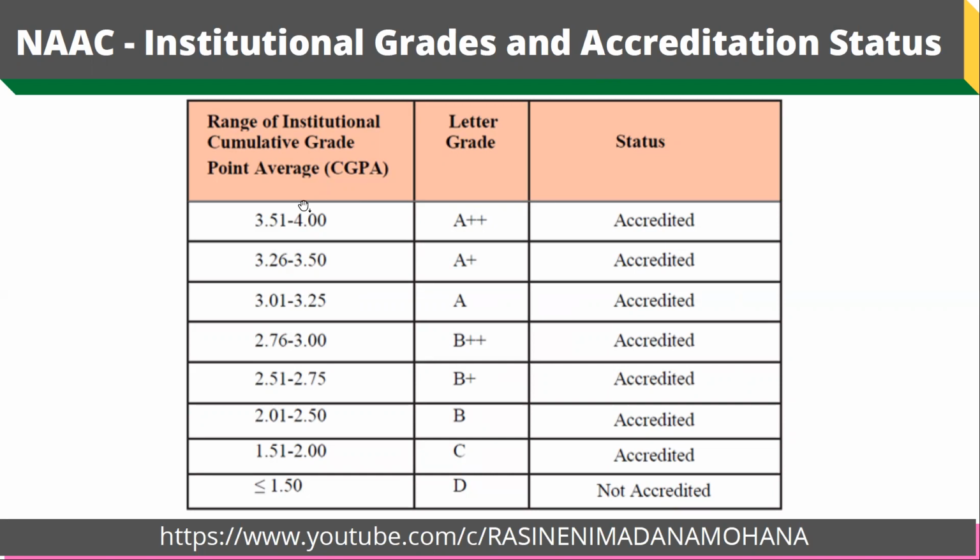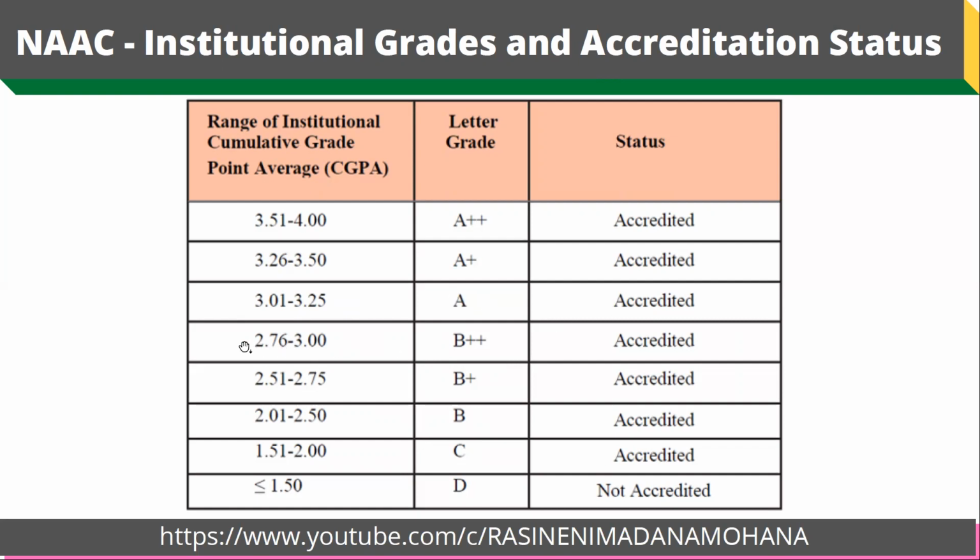If your institute gets a CGPA in the range 3.51 to 4, the highest range, the equivalent letter grade is A double plus, and the status is accredited. If the CGPA is between 3.26 to 3.50, the letter grade is A plus, status accredited. If the CGPA is 3.01 to 3.25, the letter grade is A, status accredited.